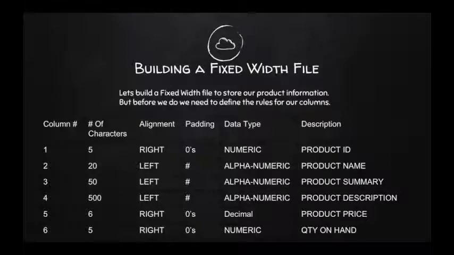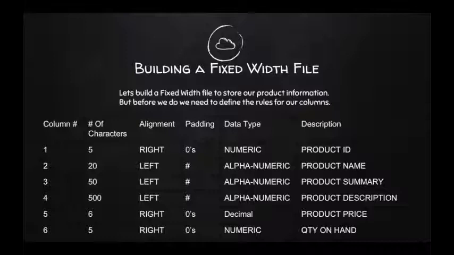So here, we've identified our product from the previous lesson of having a product ID, a product name, a product summary, a product description, a product price, and quantity on hand. So that gives us 6 columns. Now, the other thing, because we're dealing with fixed file, and actually it becomes useful for database and some of the other file types, is the number of characters allowed for our columns, for our fields.